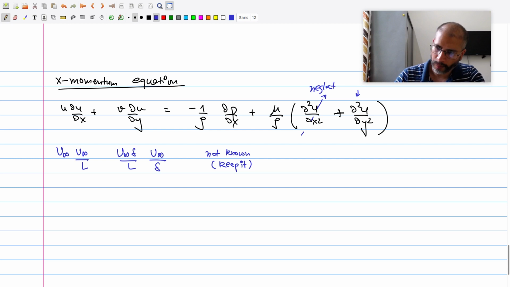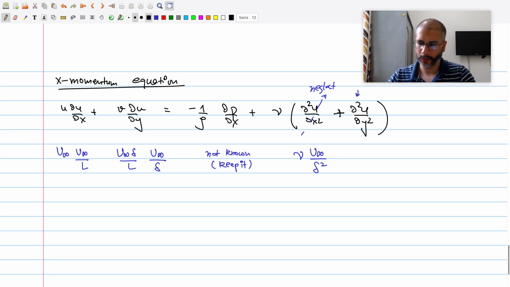Now this mu by rho is equal to the kinematic viscosity. We do not know its order, so we'll simply keep it as nu, the kinematic viscosity, and then you have del squared u by del y squared. The order of that is u infinity upon delta square. For ease I can simply call it nu here. What's the need of writing mu by rho every time?